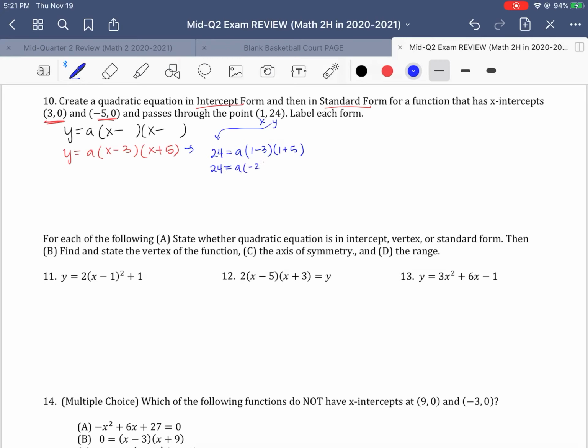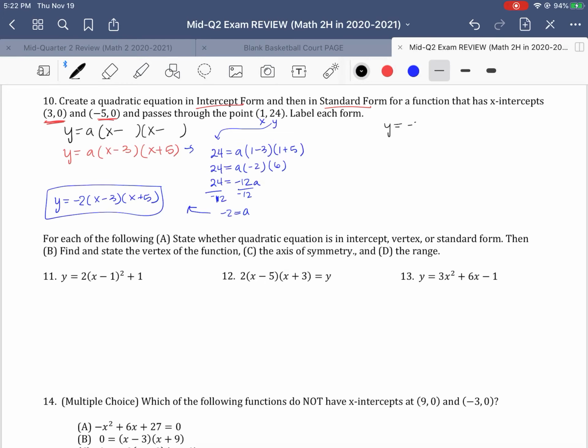We get 24 is equal to 1 minus 3 is negative 2, and 1 plus 5 is 6. So 24 equals, remember parentheses mean multiplication, so 6 times negative 2 is negative 12, times a is negative 12a, and we divide by negative 12. So a is equal to, it looks like, negative 2. So if you come back over here and put that a value in, you get negative 2 times x minus 3 and x plus 5. So there's our intercept form.